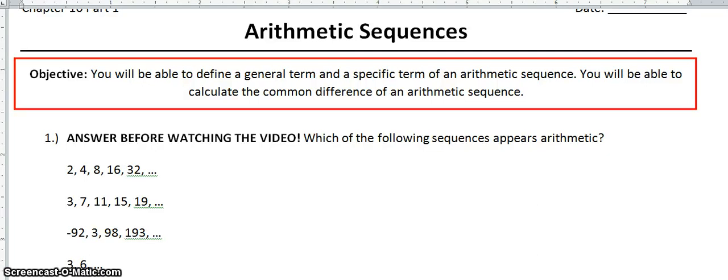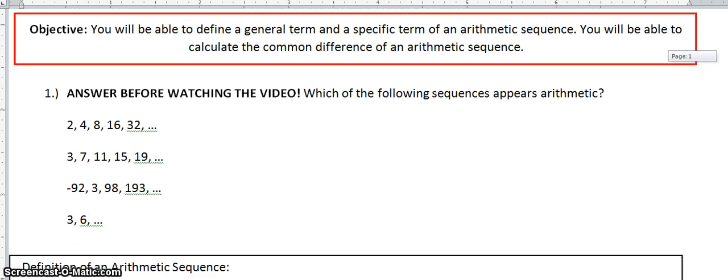Hi everyone. The goal of this video is to dive deeper into arithmetic sequences. I know it looks like arithmetic, but it's pronounced arithmetic when we're talking about sequences. So by the end of this video, you should be able to define how to find a general term, which really means write a formula for an arithmetic sequence. And you should also be able to define a specific term for the arithmetic sequence. We're going to look at common differences and first terms as well.